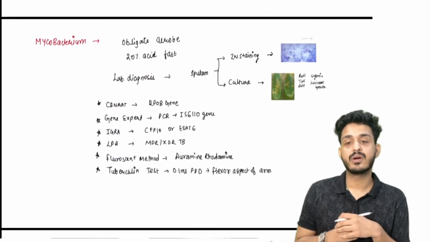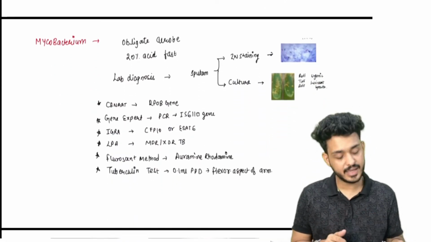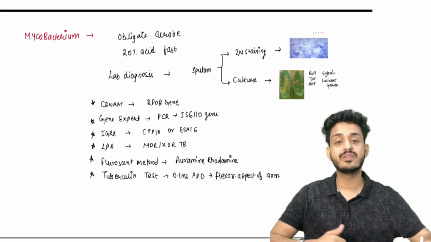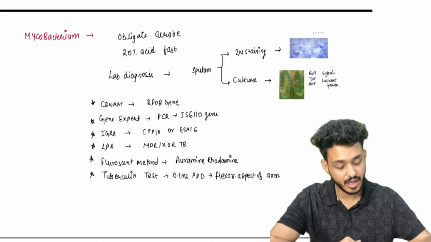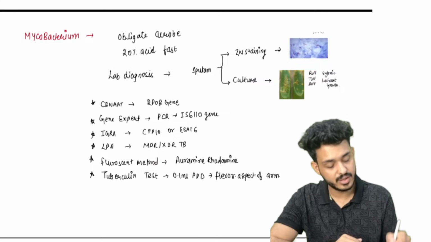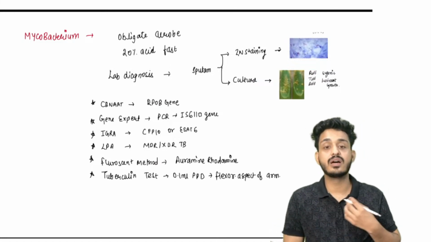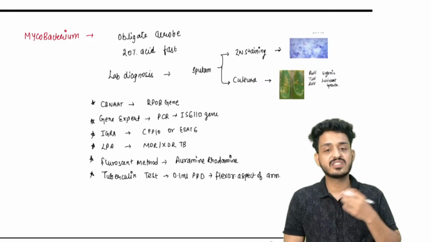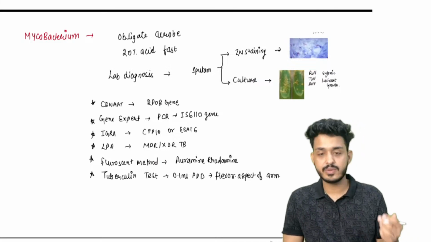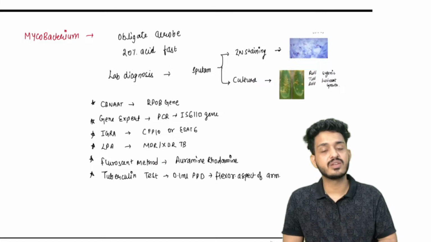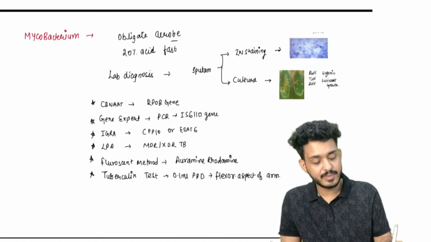Okay, next thing about Mycobacterium. Mycobacterium is the causative agent for TB. It will be causing TB. First thing, it is an obligate aerobe. Obligate aerobe means it will be present in the upper part of the lungs, because of the V/Q ratio, there will be high oxygenation, more above, right?